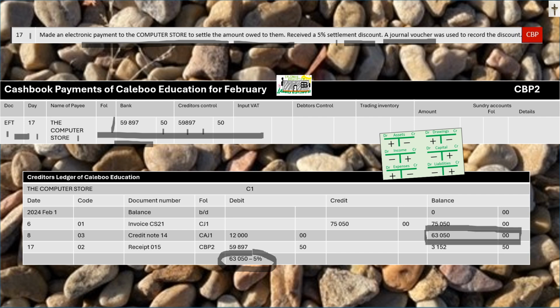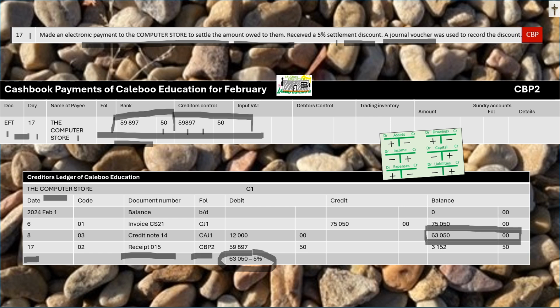So that came out of our bank account, and this here needs to go to the control account in the general ledger. But first, on a daily basis, we're doing the transactions relating to the computer store. They sent us a receipt as proof of payment.